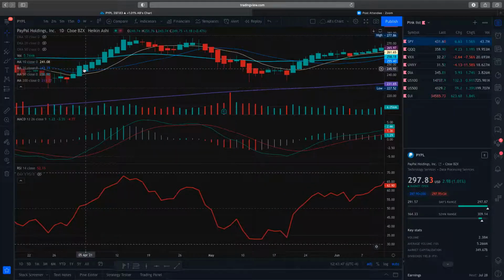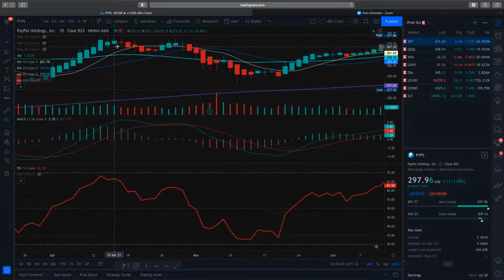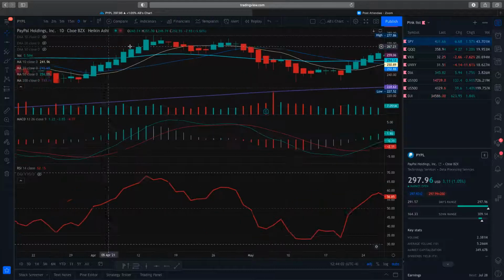We have a lower high. So looking at this, all I can see is that the buyers are still pushing up on the price, but there's a little resistance. Next day, we have a higher low and a higher high, right? So the buyers are still pushing, still pushing. Here we have a little resistance.